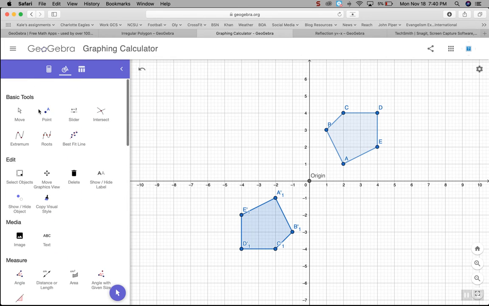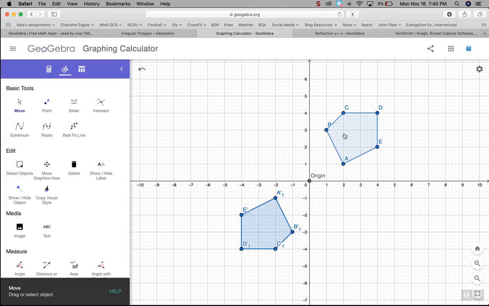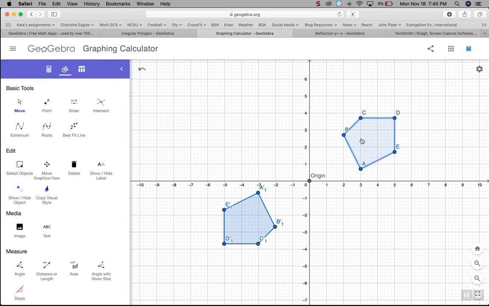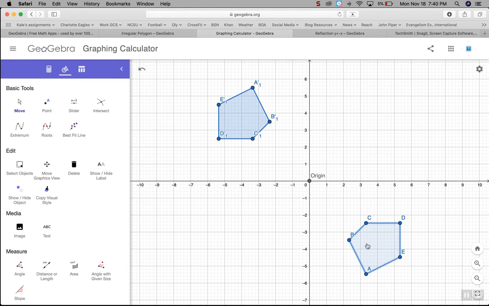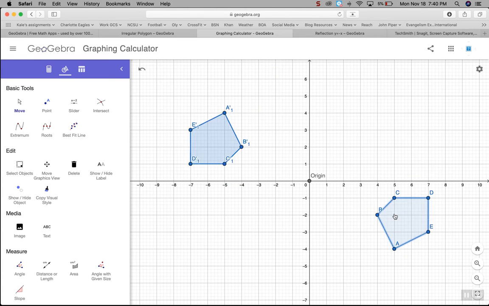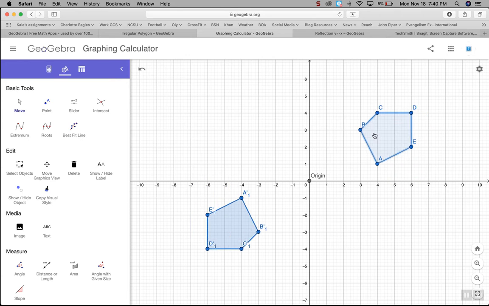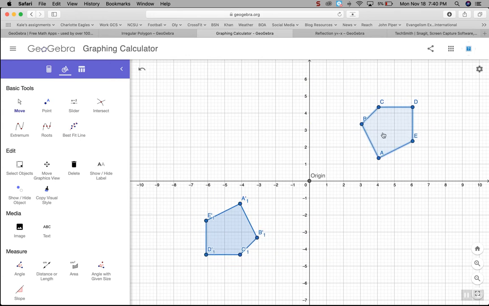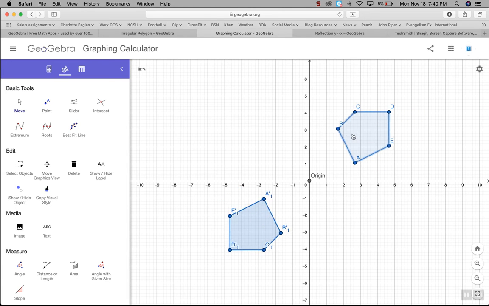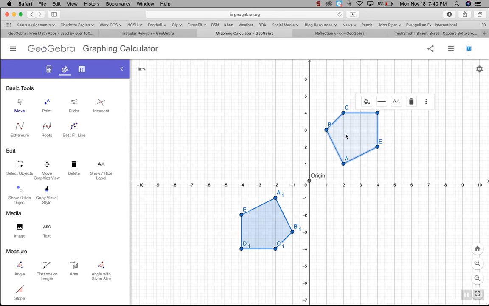Also, we can take the pre-image and manipulate it to move it around. And we can see that the image will always be 180 degrees on the opposite side of our pre-image here. So as you move it around, you can see there, it's going to be 180 degrees consistently at all times about that origin.